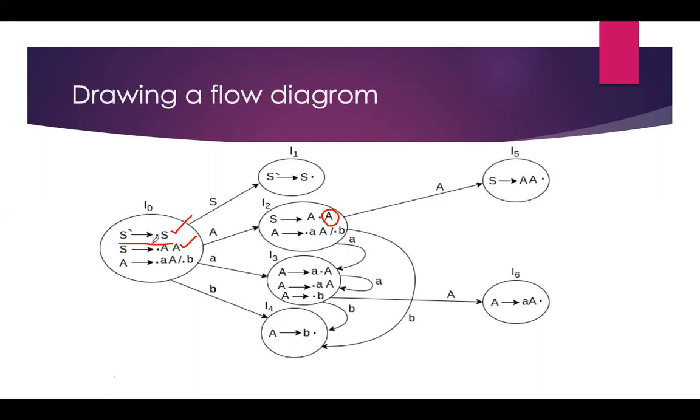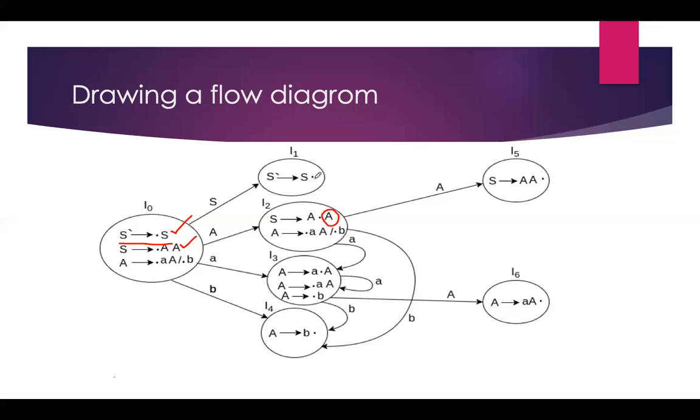So this entire I0, all the production rules are expanded. After dot S, expanded with S. After dot A, expanded with A. After dot small a expanded. After dot small b expanded. I1, I2, I3 and I4 we have given the names. Here again we need to see from I1, is there any chance to expand to the next state? So let me see. S dash tends to S dot.